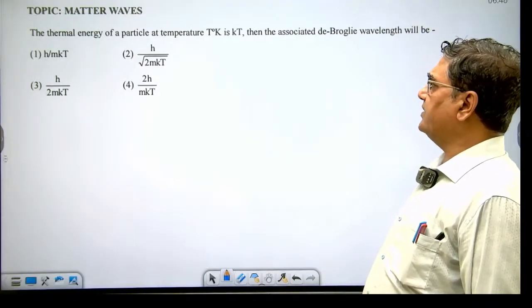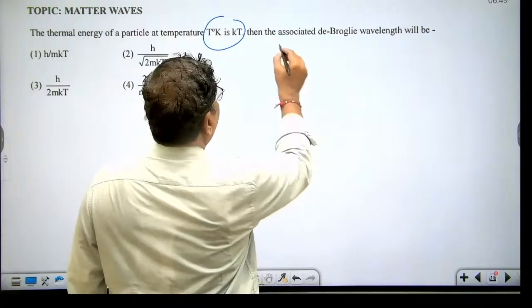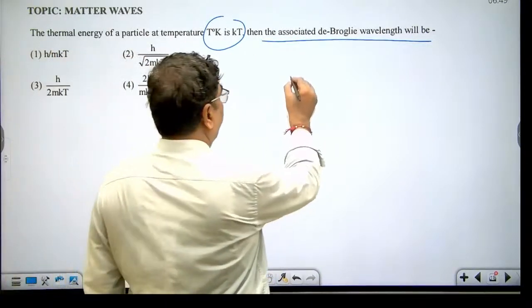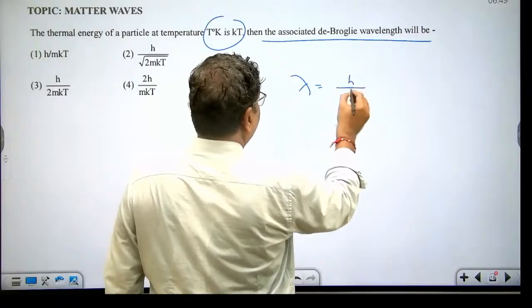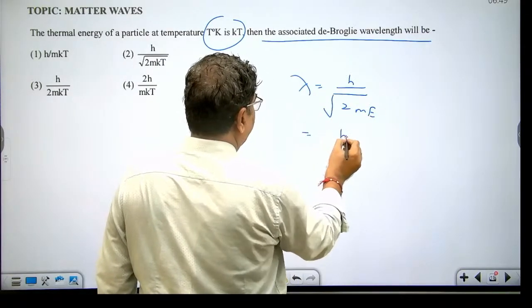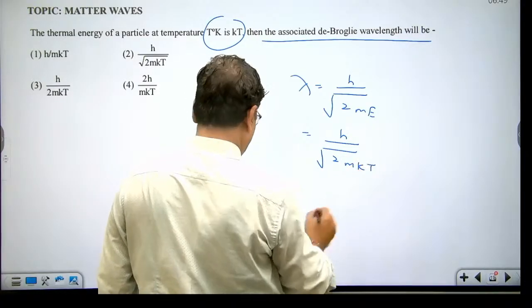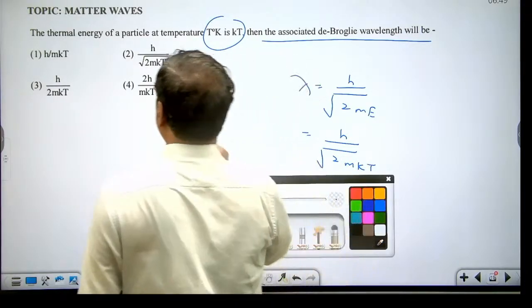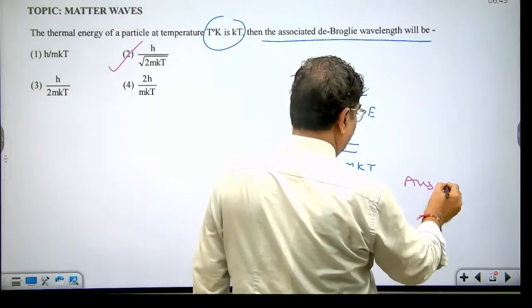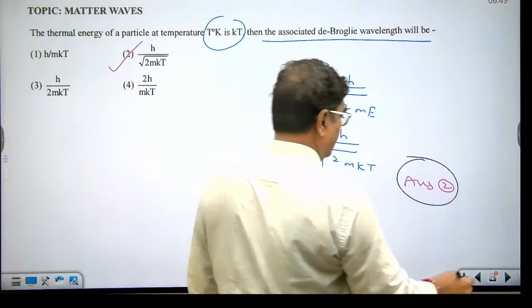The thermal energy of a particle at temperature T degree Kelvin is kT. Then the associated de Broglie wavelength will be. Dear student, the formula for de Broglie wavelength is h upon under root 2 m E, and energy is given as kT. So the formula will become h upon under root 2m kT. So out of 4 choices, the correct choice is option 2. Option 2 is the correct answer.